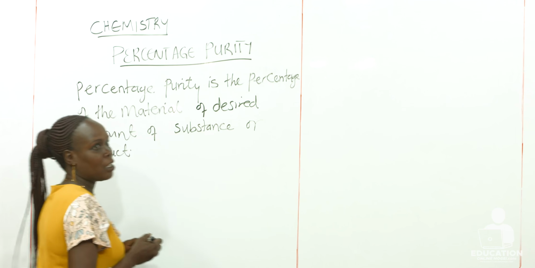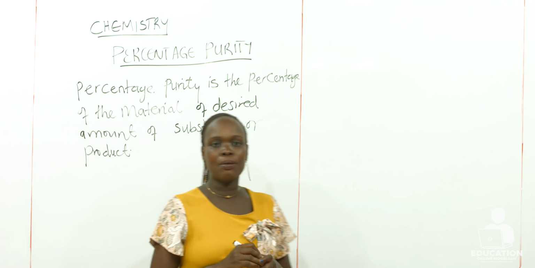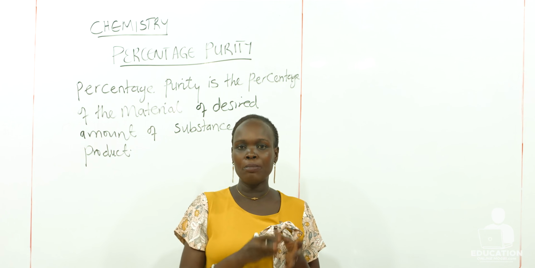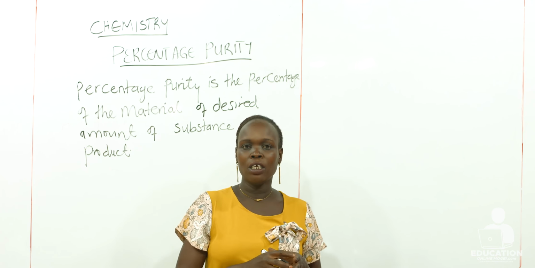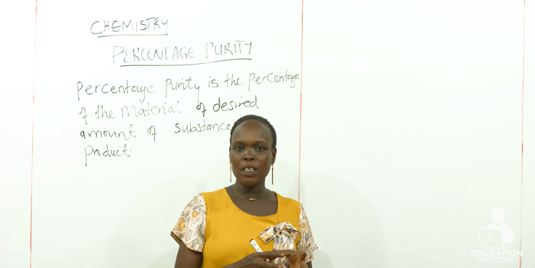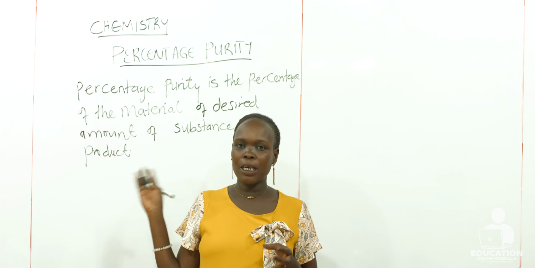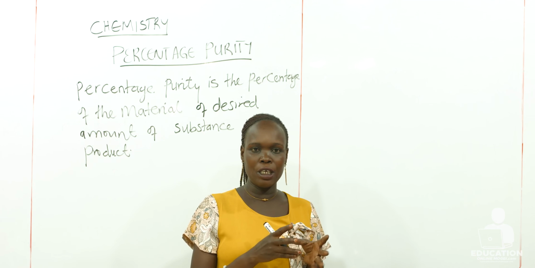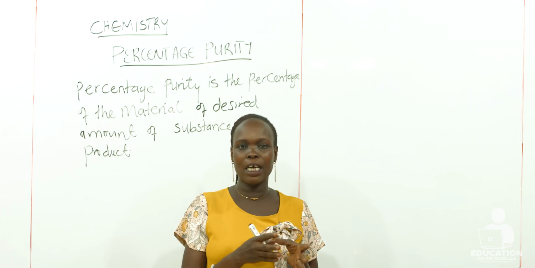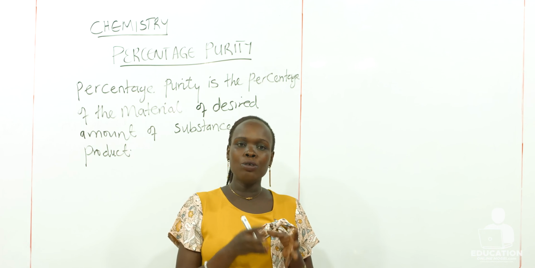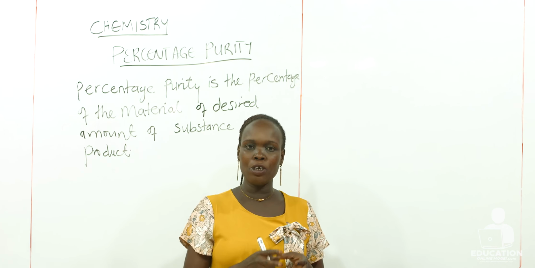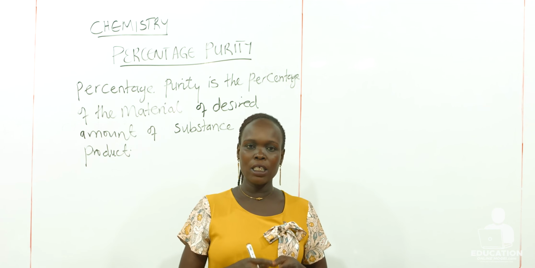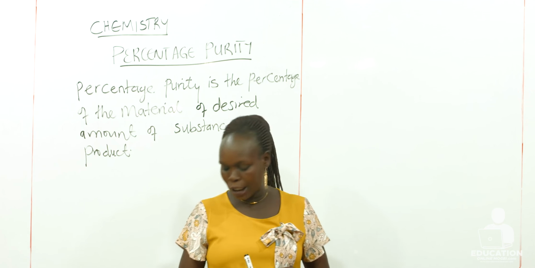If you are in a laboratory and you want to get a substance or a product which is pure, you need to know the percentage of that purity. That is why we call it the percentage purity. It means you have something in your mind that you want to get. For example, you want to get calcium oxide and you want to know the percentage purity of calcium oxide. In this case, calcium oxide is the product that you need.